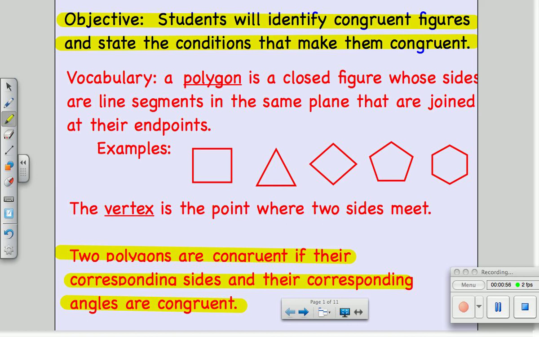So, two polygons, meaning shapes on a plane figure, so squares, triangles, trapezoids, pentagons, all the shapes that we've been learning about lately. Polygons are congruent if their corresponding sides and their corresponding angles are congruent. So what that means is two polygons, meaning two of the same shape, are congruent if all their corresponding angles are congruent and all their corresponding sides are congruent, and we'll see what that looks like in a second. So for now, just write down both of these, okay?